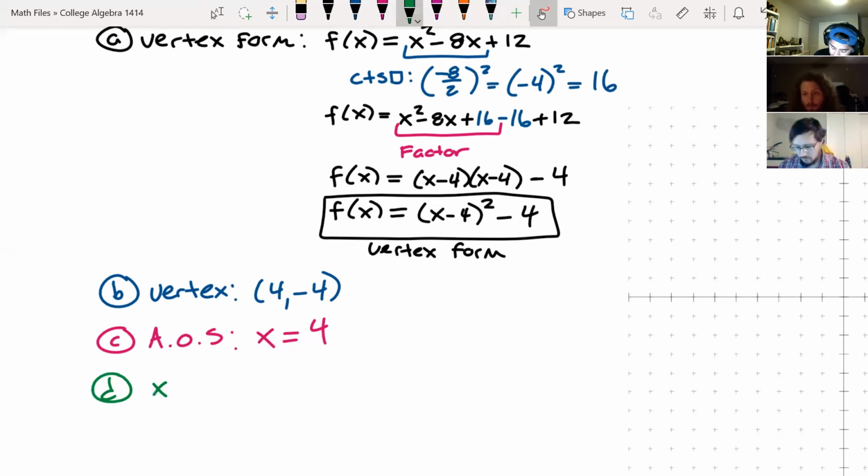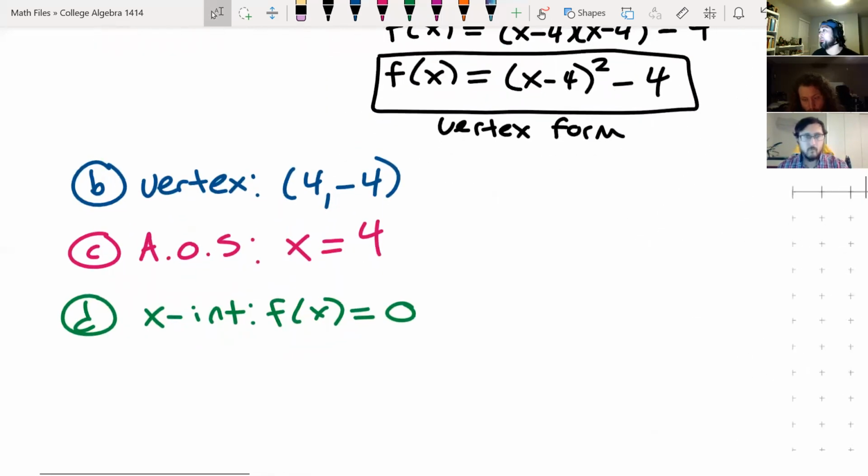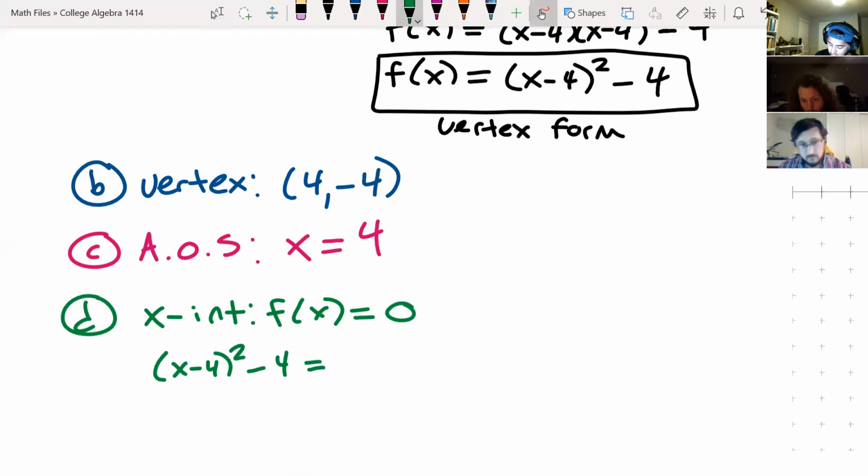I'll say x-intercepts, and we let f of x equal 0. Since we put this in vertex form, let's use that form to find the x-intercepts. All we're going to do is take this vertex form and set it equal to 0. Now all we have to do is solve for x.